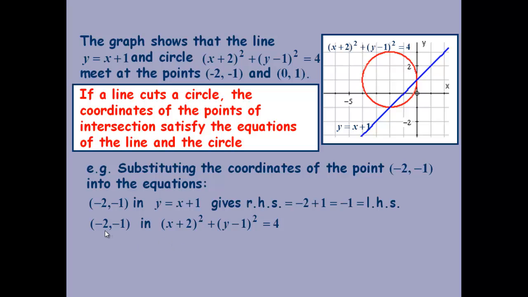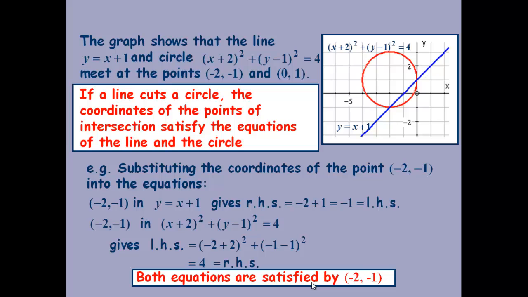And similarly, if we put the x and the y value from the coordinate pair into the equation of the circle, again, it works. We get the left-hand side equal to the right-hand side of the equation. So both equations are satisfied by the point (-2, -1).